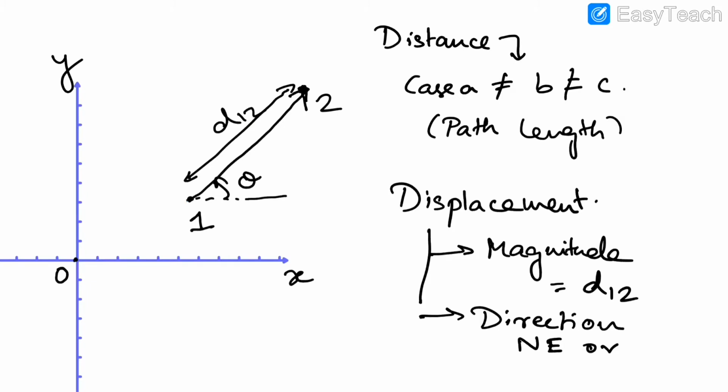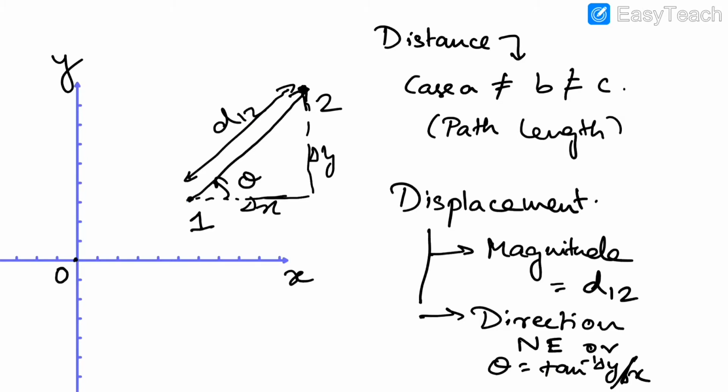So you can also specify the angle, whatever y is there, whatever x is there, you can give delta y by delta x, tan inverse. So now we know.